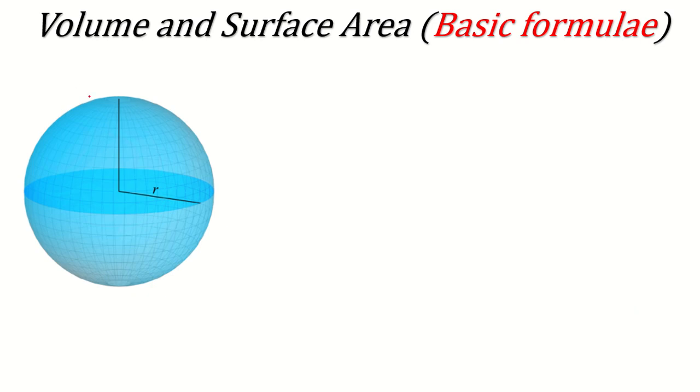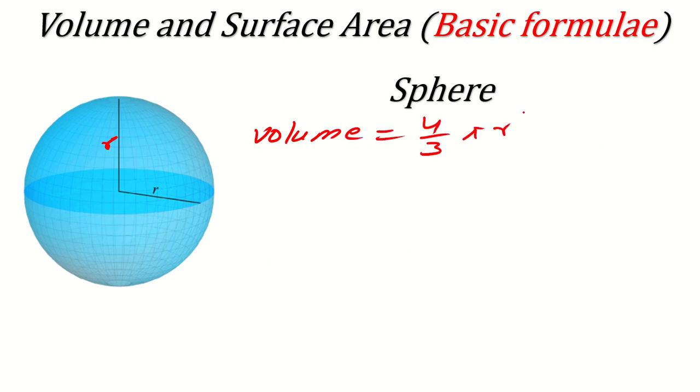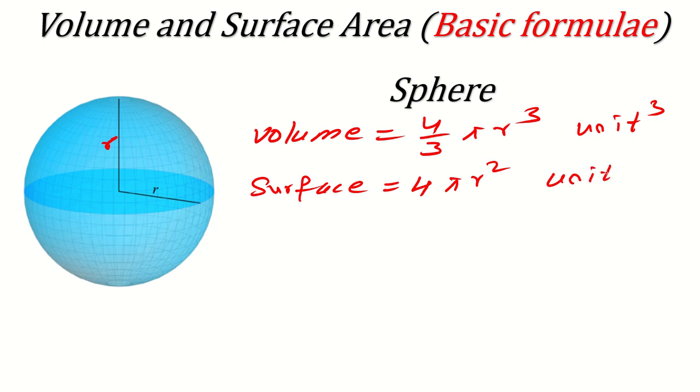Next is sphere. Sphere means like a football, a cricket ball, a tennis ball, anything. It has radius r. Its volume will be 4 over 3 pi r cube, and its unit will be unit cube. Then for surface area, you have only one surface area, there is no lateral, no total. So the total surface area is 4 pi r square, unit square.